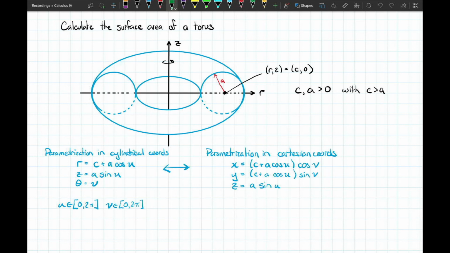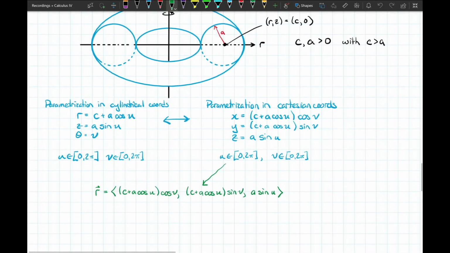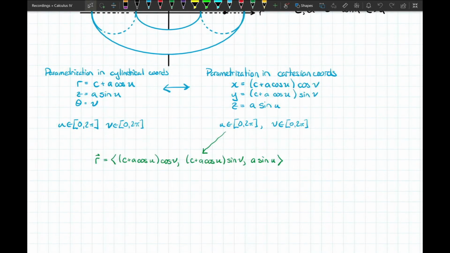That gives us this parameterization. x equals (c plus a cosine u) times cosine v. y is (c plus a cosine u) times sine v. And z is still just a times sine u. Now, our parameter domain is still going to be from 0 to 2 pi for both u and for v. Using that parameterization, we can change that into our vector form. So that gives us r is equal to these three components.